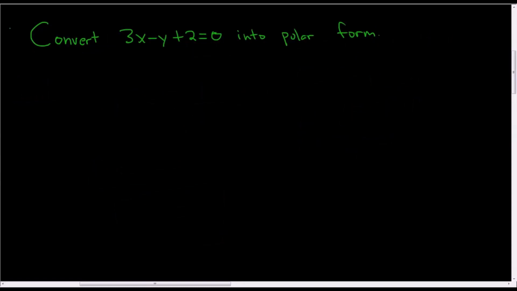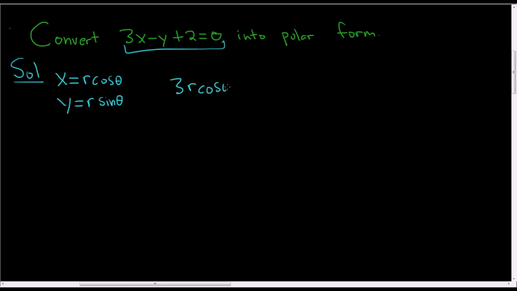I hope this helps. Convert 3x minus y plus 2 equals 0 into polar form. Let's go ahead and do it. Solution. In this problem, we have x and y. Recall that x is equal to r cosine theta, and y is equal to r sine theta. So all we'll do is plug in x and y into what we have up here. So we have 3r cosine theta minus r sine theta plus 2, and that's equal to 0.